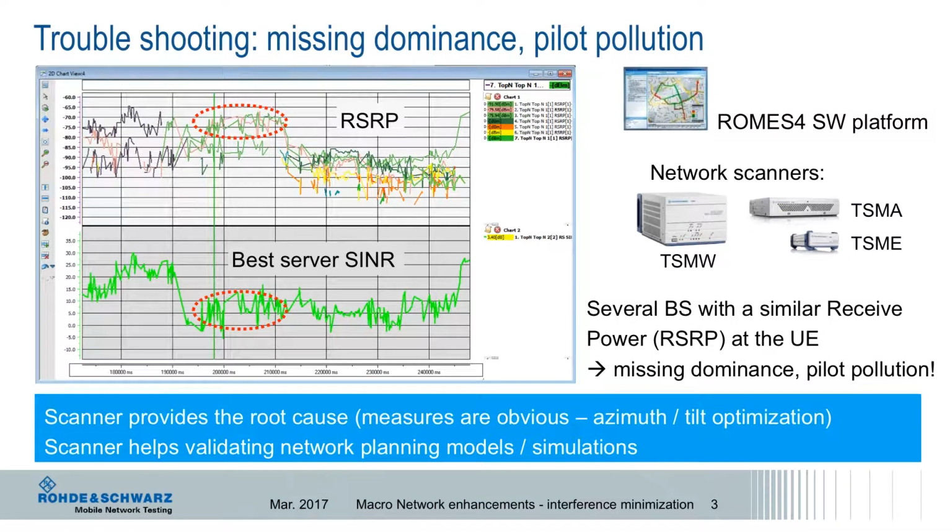So how can we measure this, or how did we measure this? Here you see our ROMES software platform for network optimization and troubleshooting, and the data collection tools are network scanners. You see here the network scanner family of Rohde&Schwarz. The scanners help to provide the root cause for such a bad experience. The measures are finally obvious: we need to optimize the antenna tilt or the azimuth. Scanners also help validate network planning models or simulations. All networks are simulated and planned, and scanners really help to validate these planning algorithms.